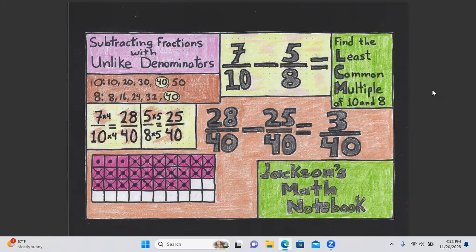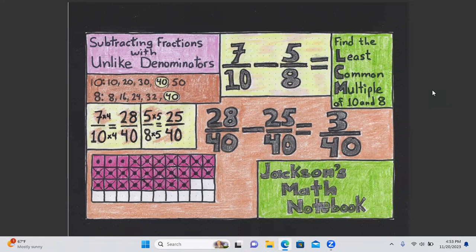And so here's what we're going to do today. We're going to build on our understanding of subtracting fractions with unlike denominators. Again, in the case of 7/10 minus 5/8, we can find the least common multiple. Now, some people might say, hey, why don't you just multiply 10 times 8 and you get 80? Yes, 80 is a common multiple of 10 and 8, but it is not the least common multiple. It is not the first common multiple that they have in common.